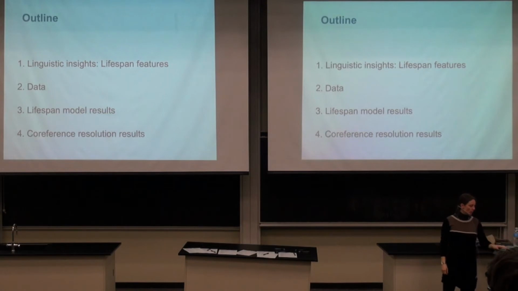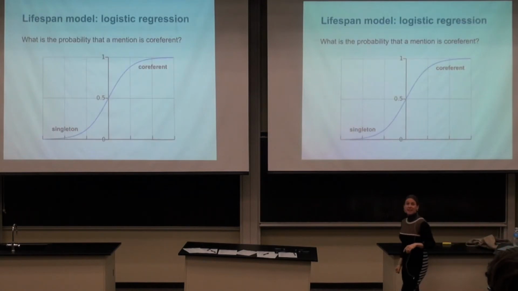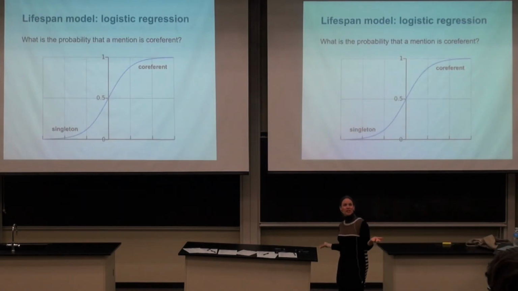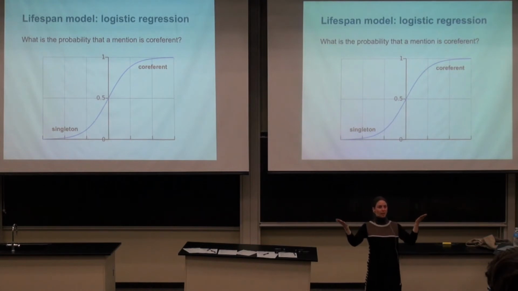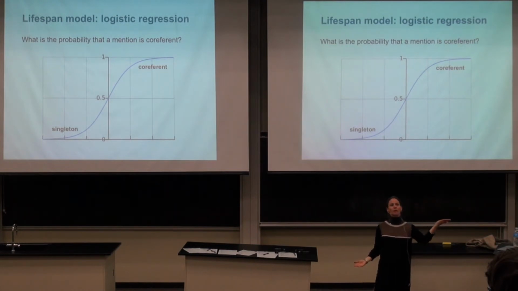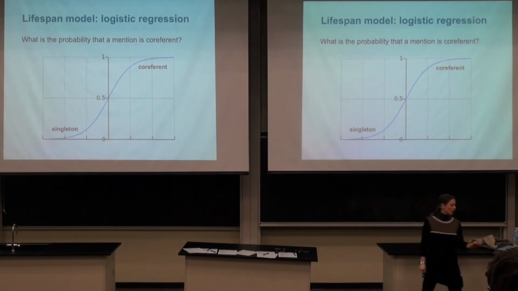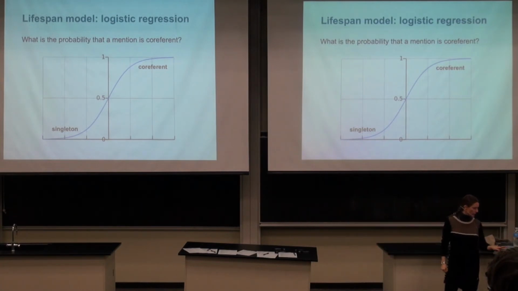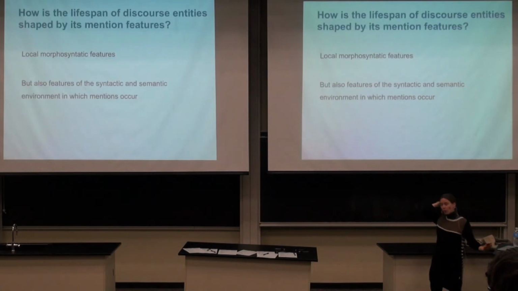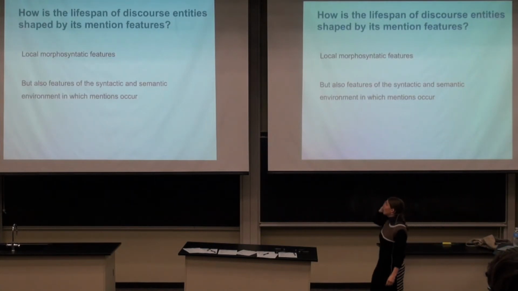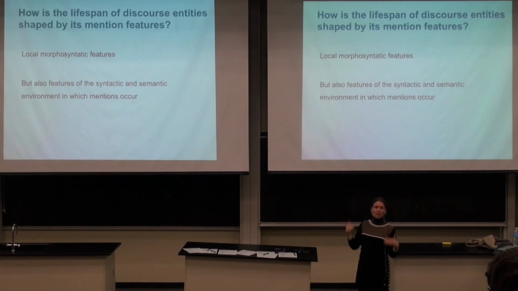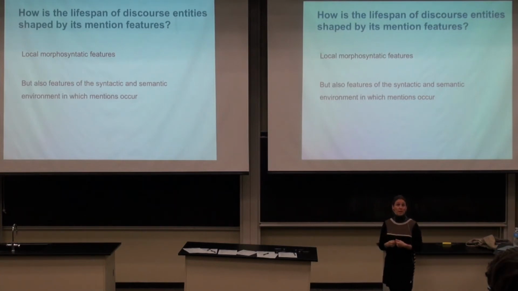So the lifespan model we built, nothing very fancy in terms of machine learning, it's just a logistic regression. We have a binary distinction here. Am I part of a coreferent chain? Am I a singleton? Okay, we are going to predict the coreferent. And the question we wanted to have here is really this one: how is the lifespan of a discourse entity shaped by the features of its mention?